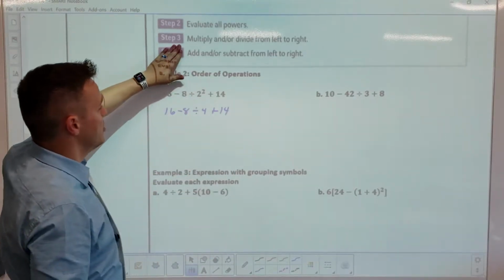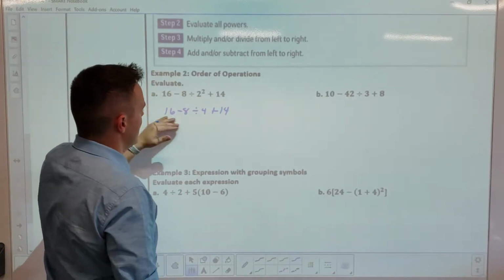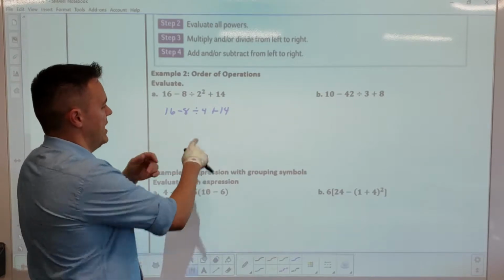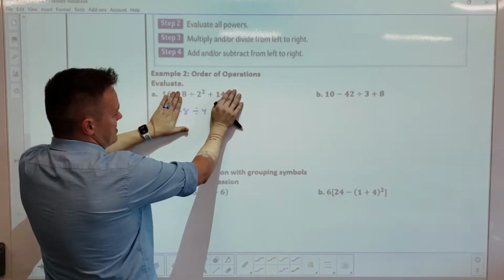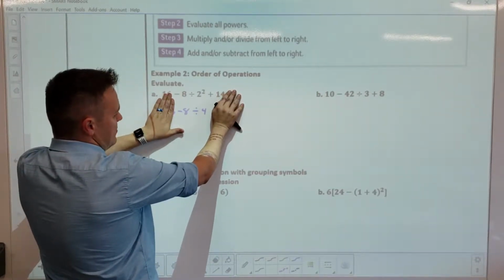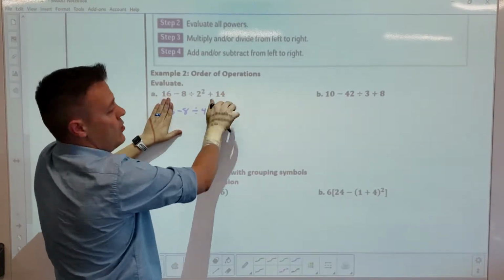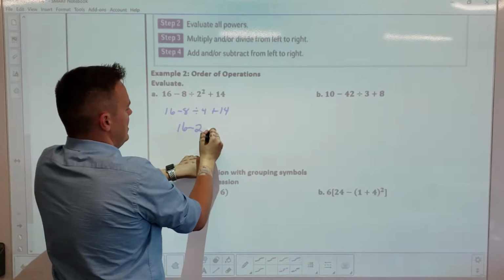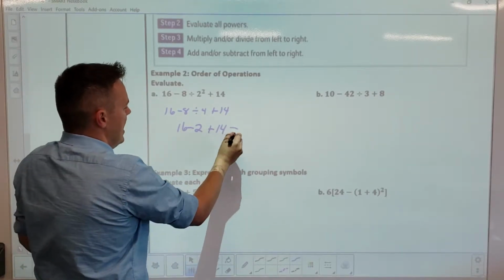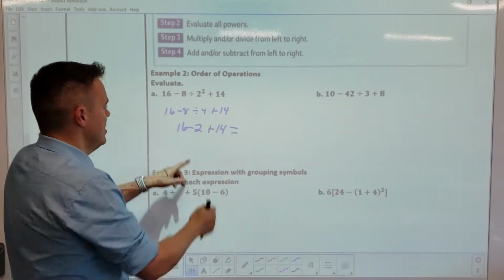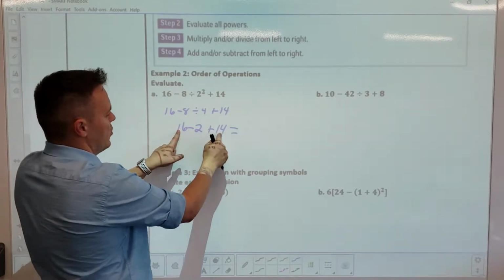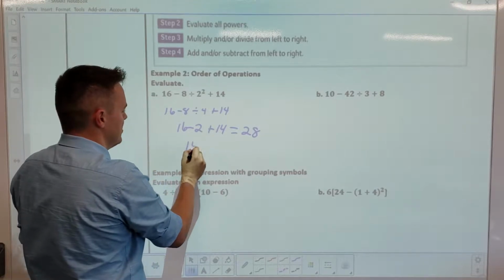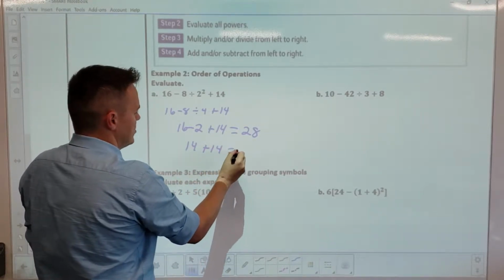And then it says multiply or divide from left to right. So you've got to look on here and make sure you're doing the correct order. Now you multiply or divide. Forget the outsides. It's negative 8 divided by 4, which is negative 2. Then you drop the 16 and you drop the 14. Now you subtract left to right. So 16 minus 2 is 14, plus 14 is 28. So this would be dropped down to get 28.